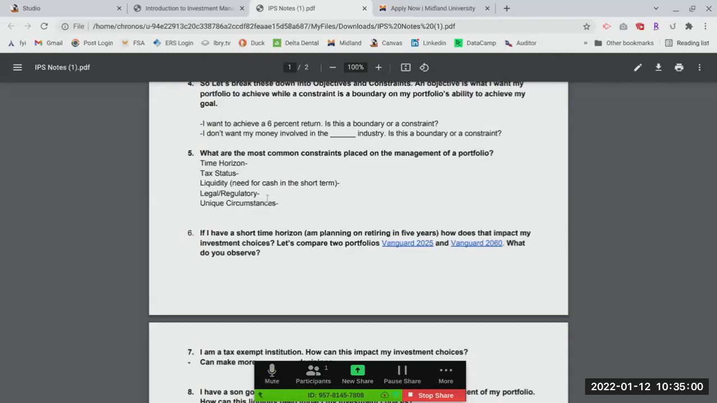For an institution, in order to keep tax exempt status, they might have to distribute 5% of the portfolio's value each year. And then unique circumstances, such as I don't want to be invested in the tobacco industry or the alcohol industry or the abortion industry or the nuclear industry. Any situation that's unique to an individual.